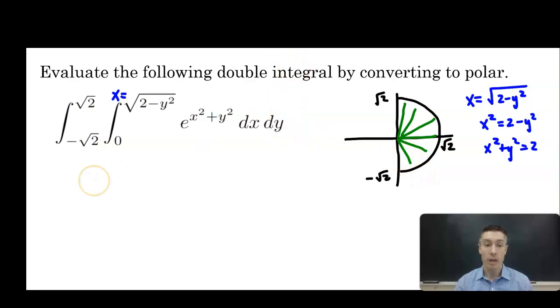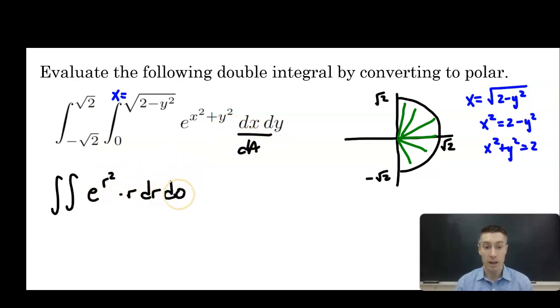Okay, so now we can go through the process of converting. So we convert our function, so e to the r squared, and then this is our dA, and in polar, dA is r dr d theta. R goes from 0 to the square root of 2, and now for theta, we do want to cover this region in a continuous manner, so we want to start down here and work our way around the region in the counterclockwise direction.